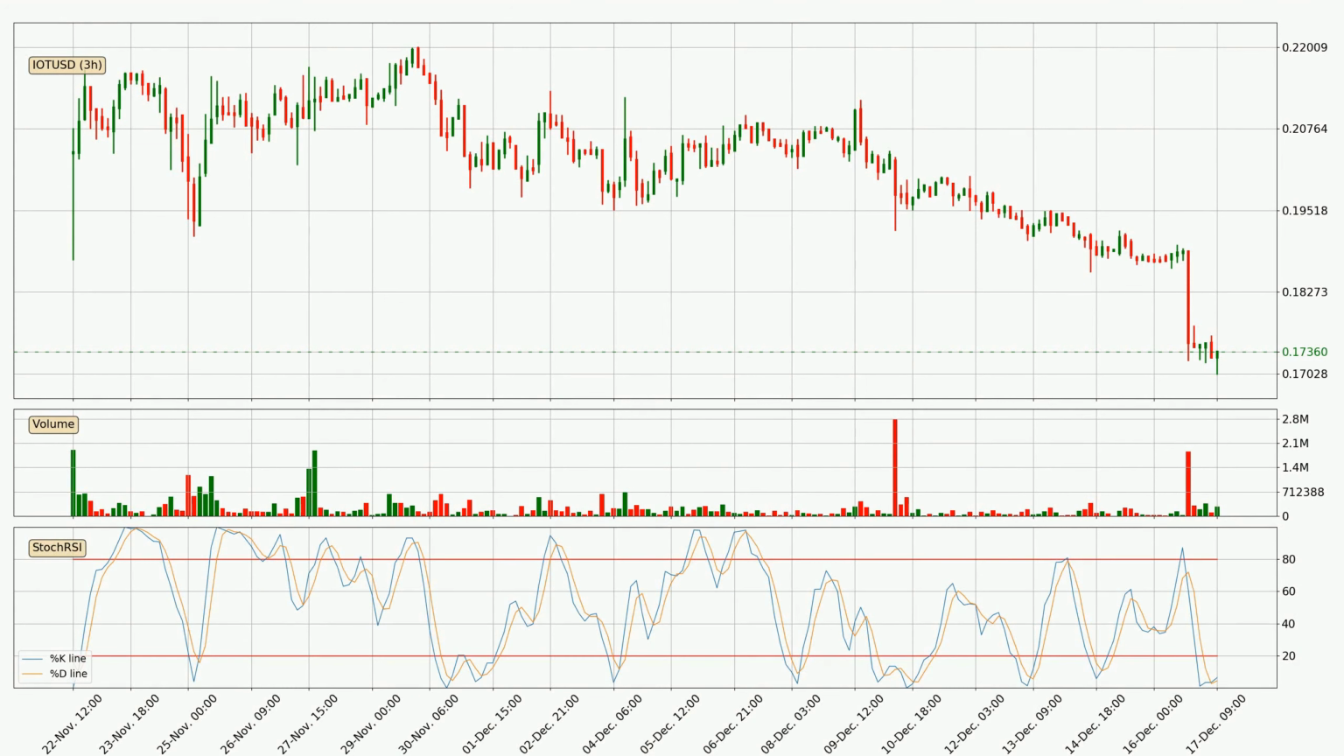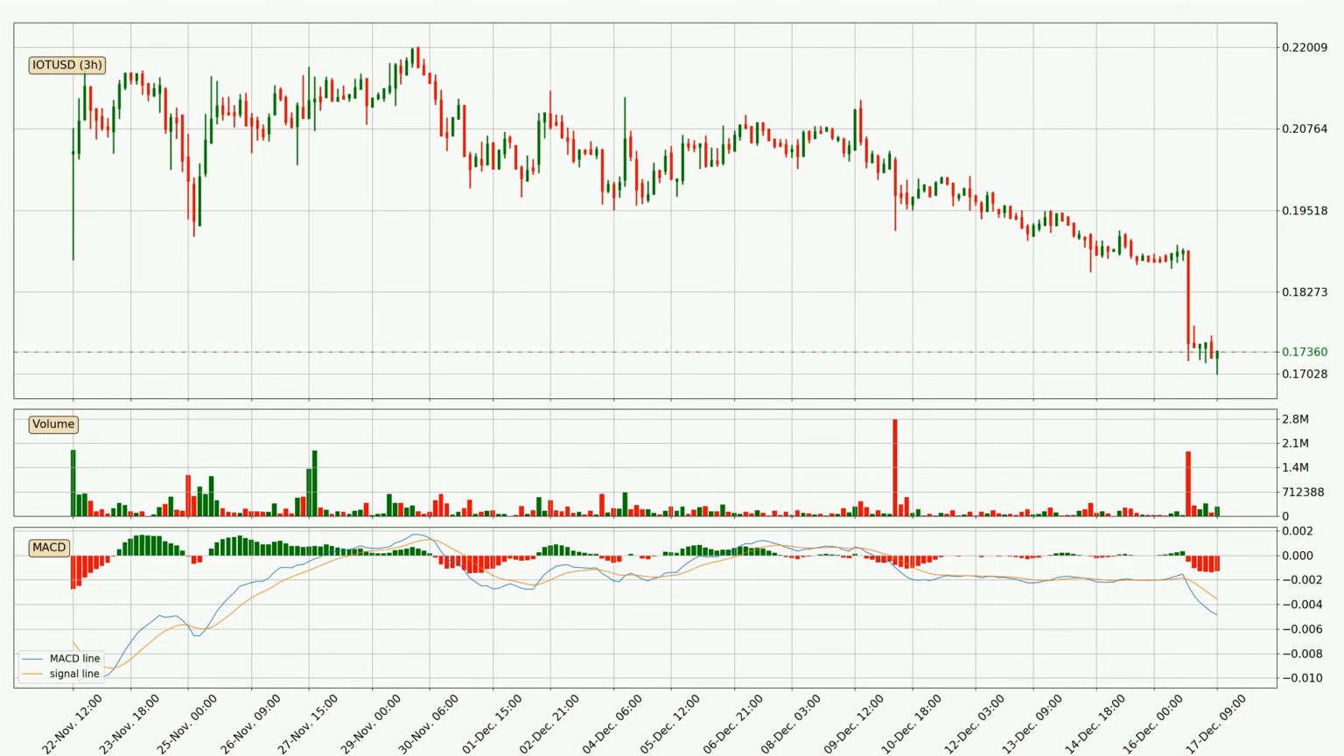Jumping to the 3-hourly Stochastic RSI, both the %K and %D lines are in the lower region, which means that the price is getting oversold and soon a trend change or at least some kind of consolidation could be expected. The K line is currently above the D line, which shows that the trend has shifted to the upside.